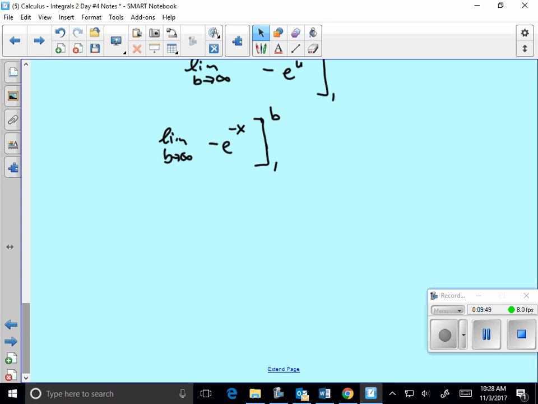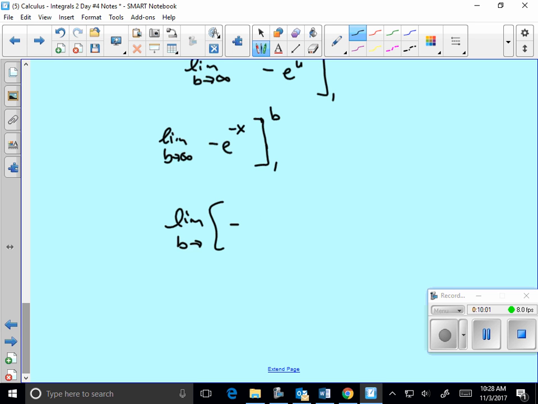Okay, so what would be a nicer form to write this in? Because that's ugly. Negative 1 over e to the x power. So why is that great? Because as x goes to infinity, or as b gets plugged in and goes to infinity, that becomes 0, right?